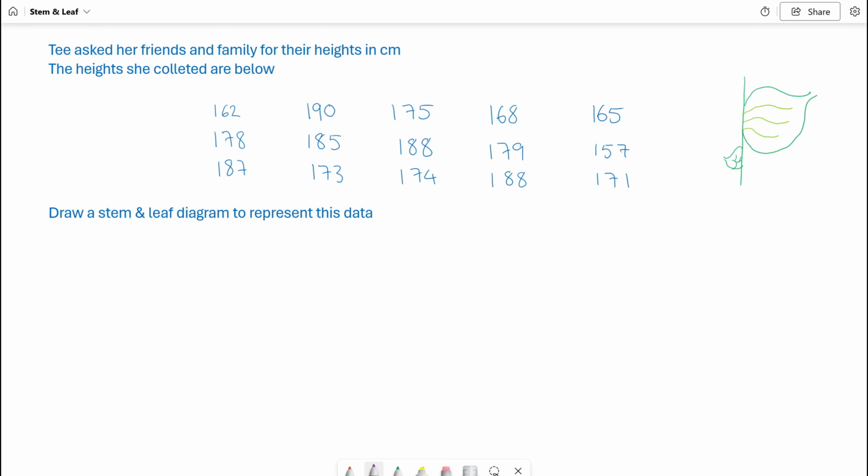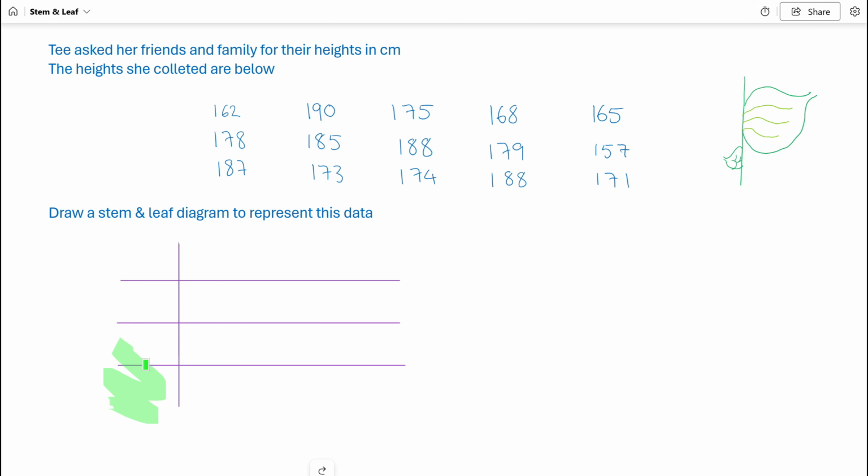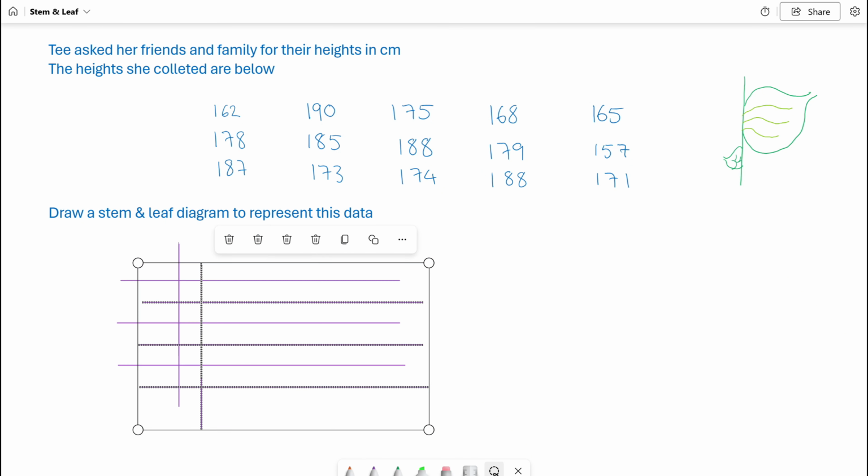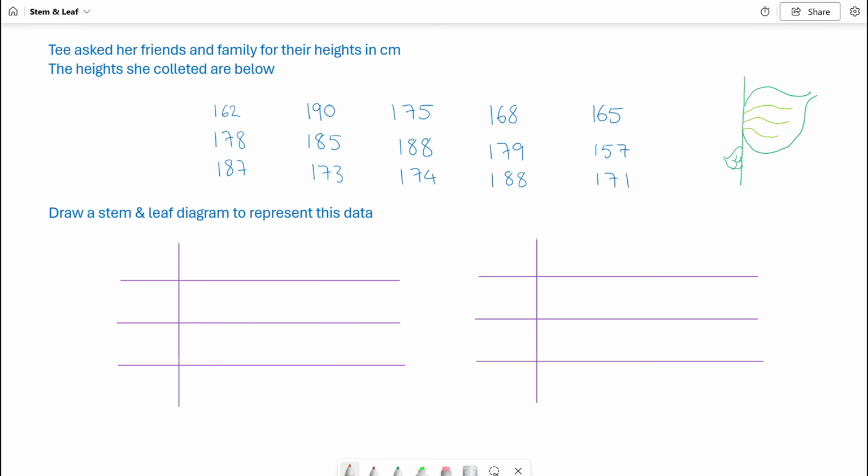The question says that I asked my friends and my family for their heights in centimeters, and these are the heights that I had collected. Now I need to order the data from smallest to largest and use a stem and leaf diagram to show it. The first thing I'm going to do is know that a stem and leaf diagram looks like this. You have the stem over here and then you got the leaves here. And for my method, I'm going to have to draw this out twice. So let me just duplicate that there. Obviously you'd have to redraw it, but it's only a couple of lines. It's not that deep. Let me break it down to you.